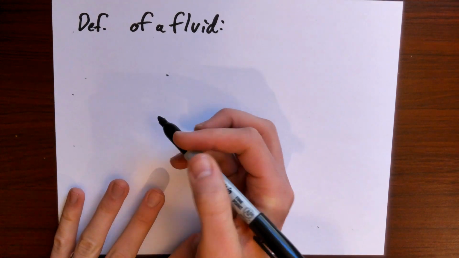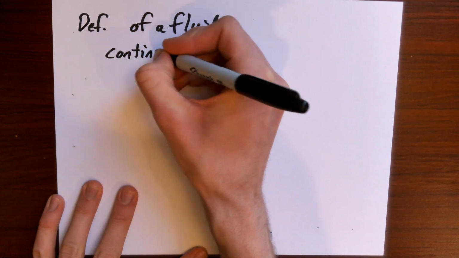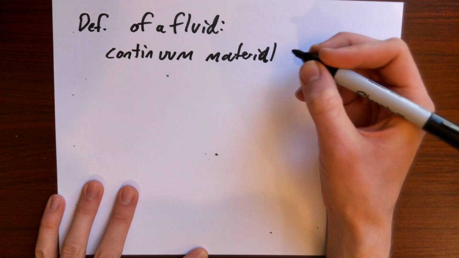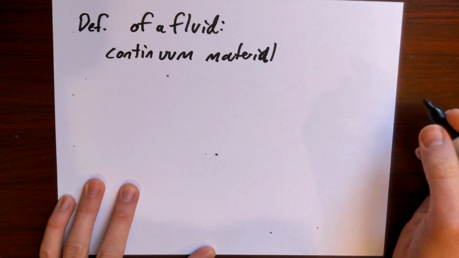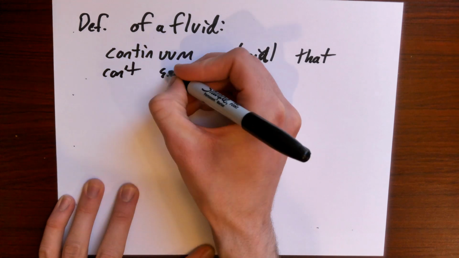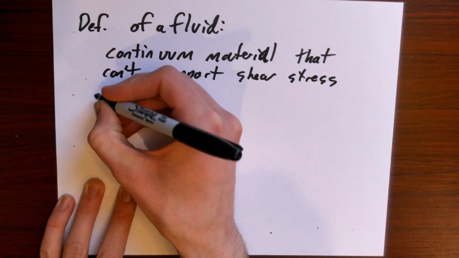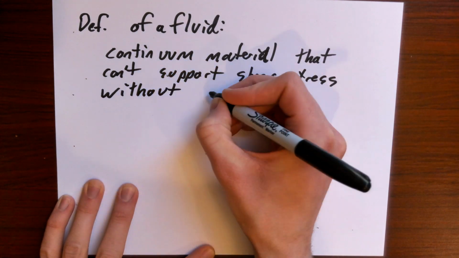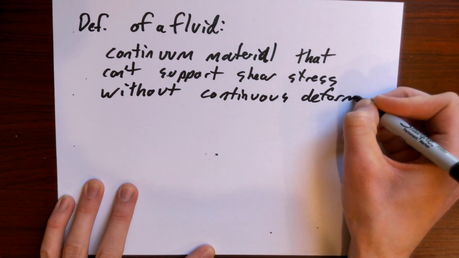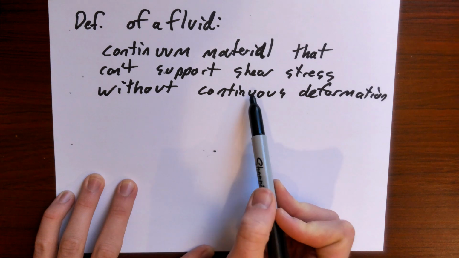And the definition of a fluid that we'll use in the context of this course is a continuum material that cannot support shear stress without continuous deformation. So a continuum material that can't support shear stress without continuous deformation.